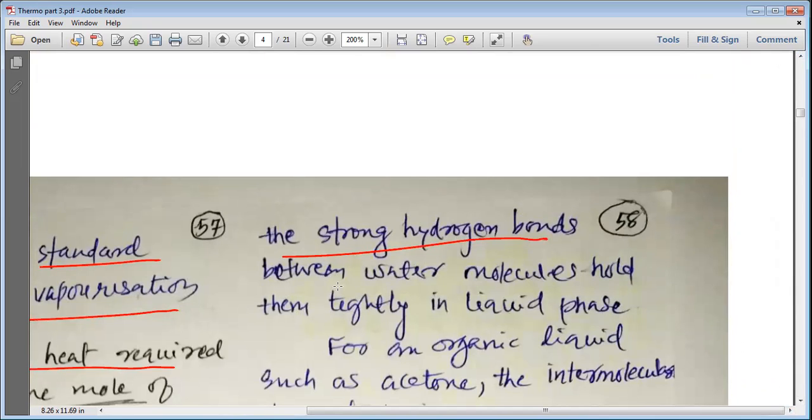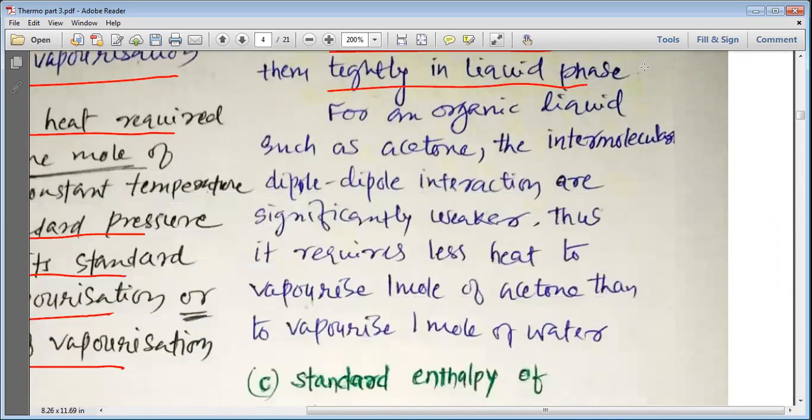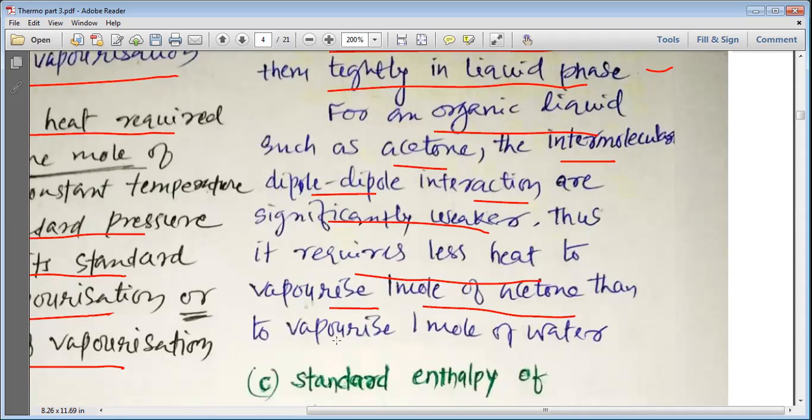The stronger hydrogen bonds between water molecules hold them tightly in the liquid phase. So this hydrogen bond makes them stay in the liquid state. For an organic liquid such as acetone, the intermolecular dipole-dipole interactions are significantly weaker, and thus it requires less heat to vaporize. So 1 mole of acetone, as compared to 1 mole of water, can be easily vaporized.